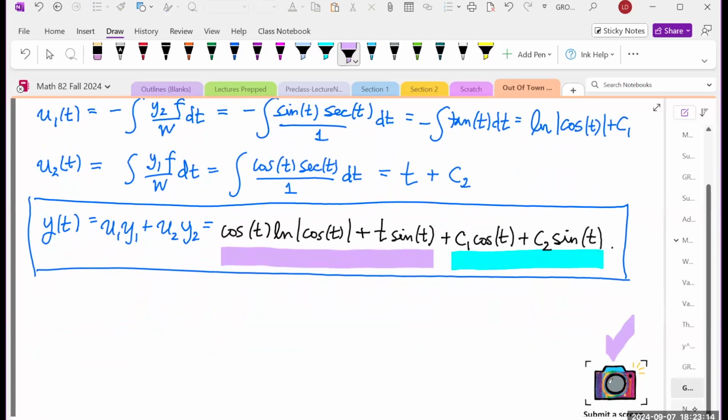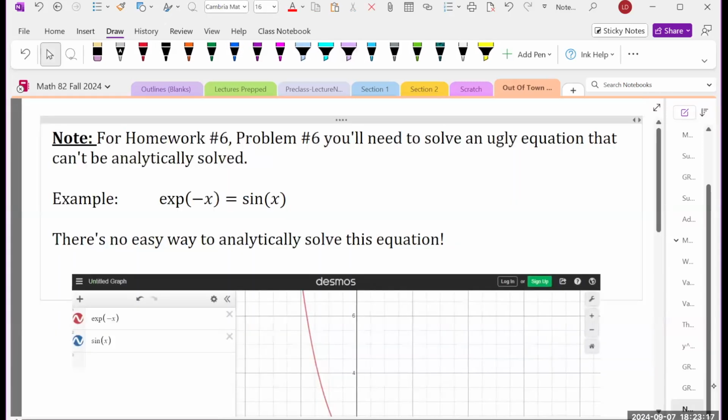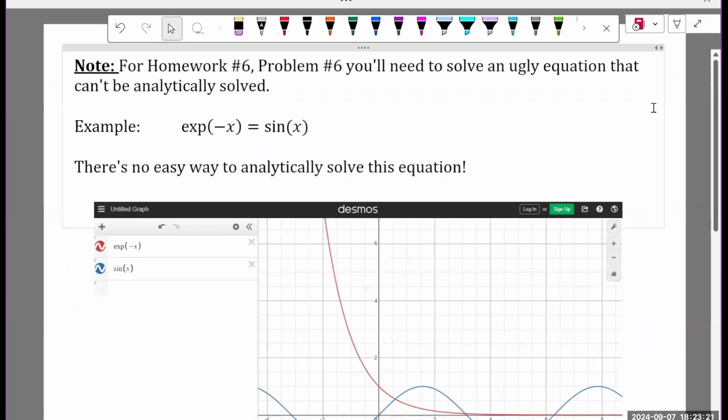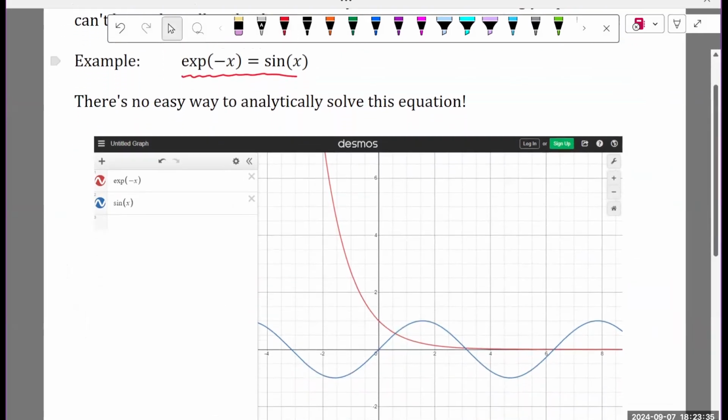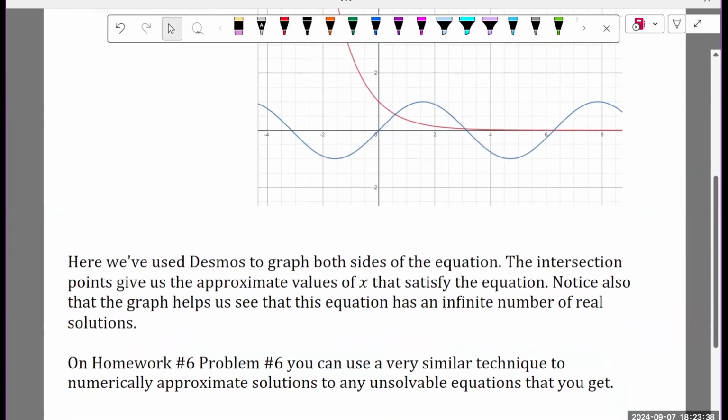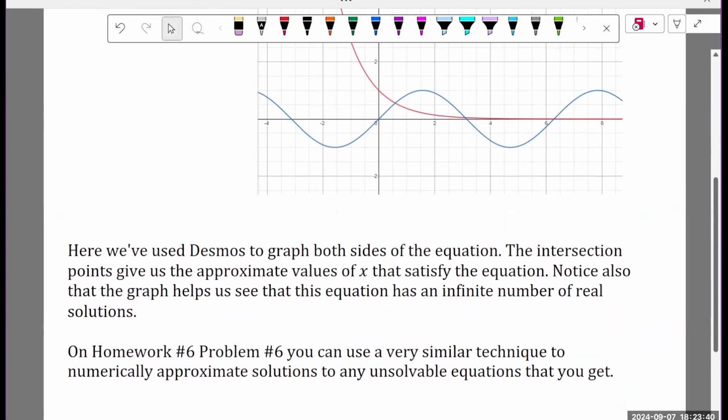Now, finally, I will just point out that for homework number 6, problem 6, you are going to need to solve an ugly equation that can't be solved analytically. It turns out there's no easy way to solve this equation analytically. So one way to approach a problem like this is to use graphs. And in fact, here we have used Desmos to graph both sides of the equation. The intersection points are the ones that give us the approximate values of x that are going to satisfy the equation. It also helps us see when we graph this that the equation is going to have an infinite number of real solutions because of the continued oscillation.